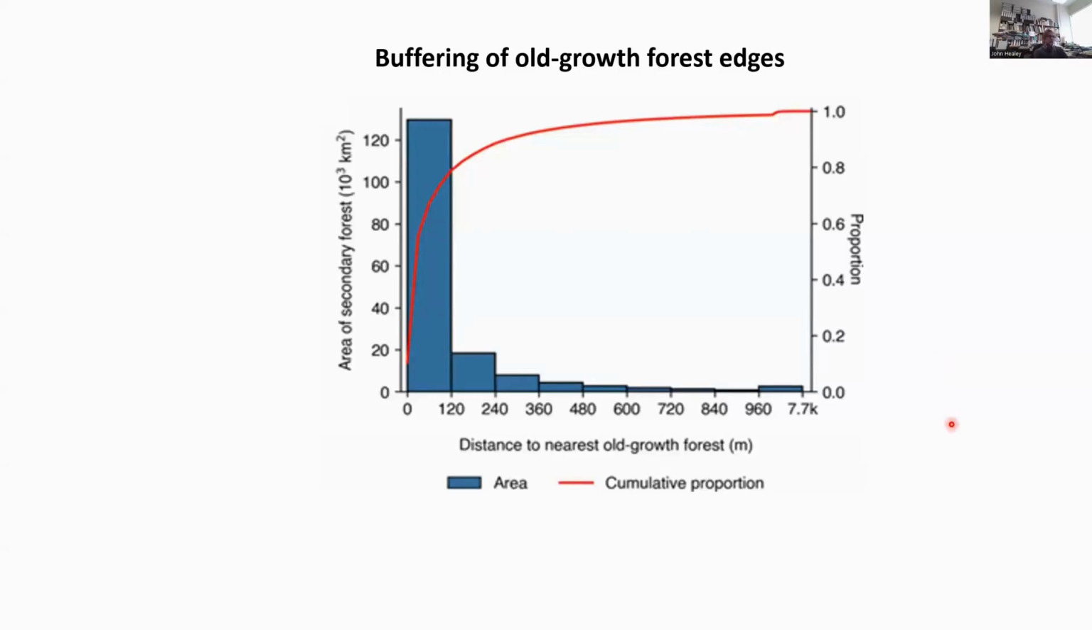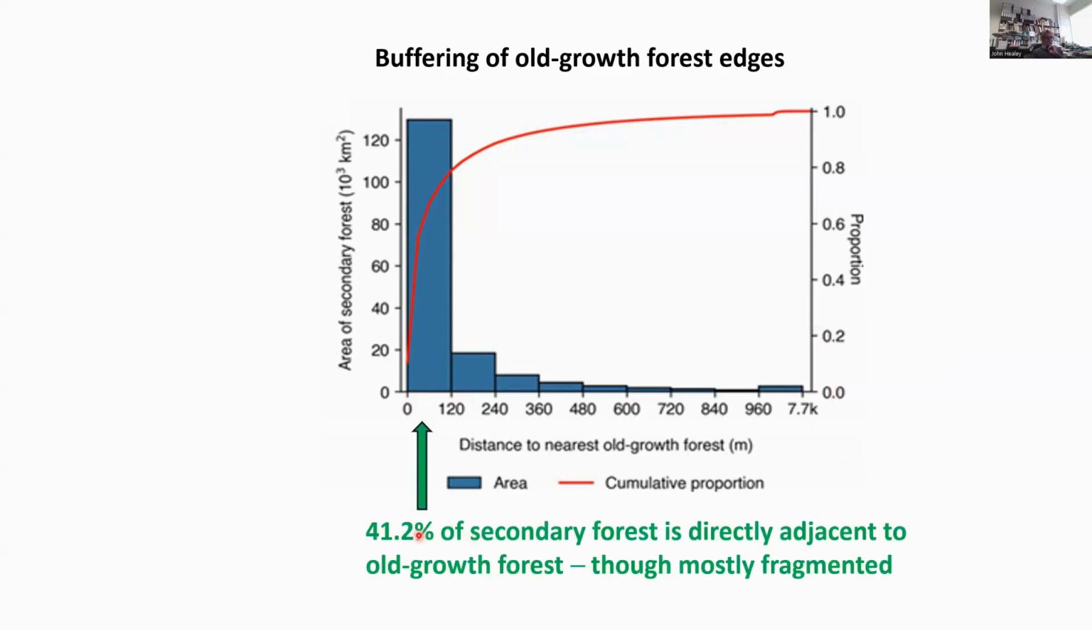Next, let's look at the buffering of old growth forest edges. So in this graph here, we have the area of secondary forest, in this case in 1,000 square kilometers. And for every fragment of secondary forest, we are looking at its distance to the nearest edge of old growth forest, shown separately in these distance categories. By far the tallest bar is secondary forest that's within 120 meters of an area of old growth forest, and this is the cumulative curve, of course. And what this is showing is that 41% of secondary forest is directly adjacent to old growth forest, or at least within 120 meters of it, though these are mostly patches of highly fragmented old growth forest.